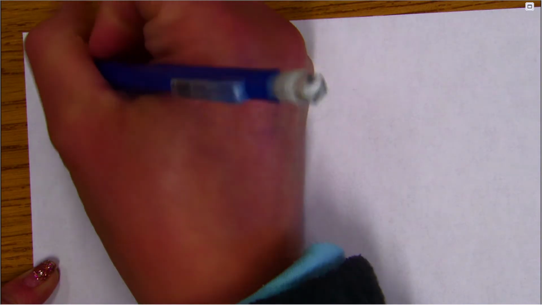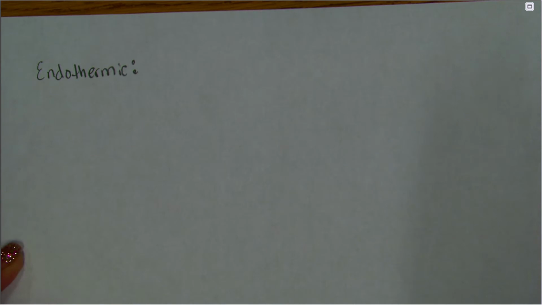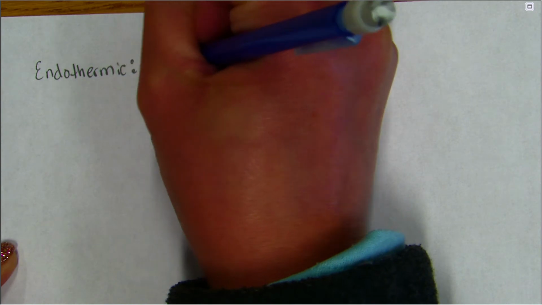So let's take this idea of heat and let's apply it to reactions. So we have two types of reactions in terms of energy. We have endothermic reactions, and endothermic reactions are going to be reactions in which energy is absorbed by the reaction.